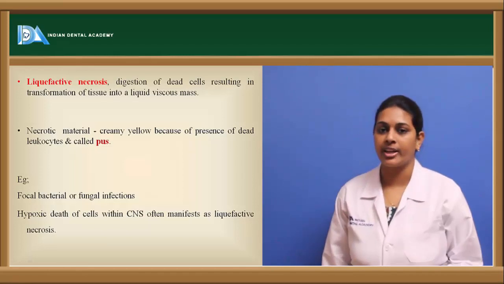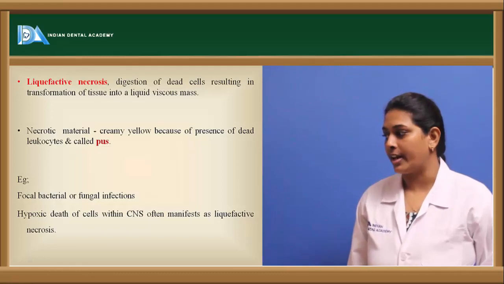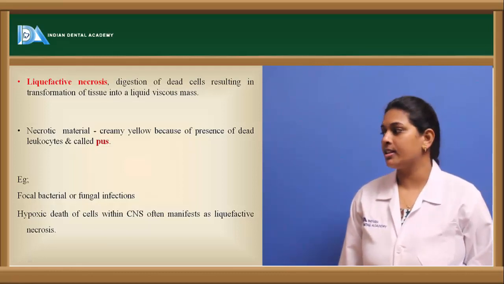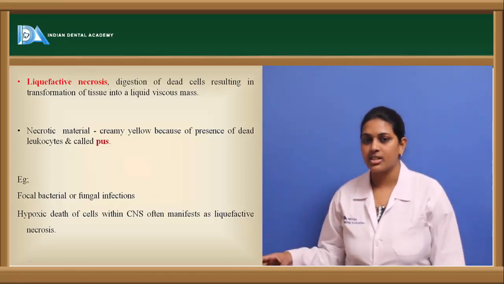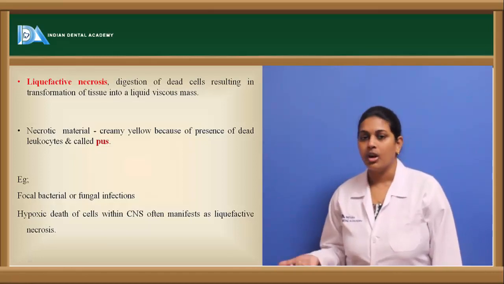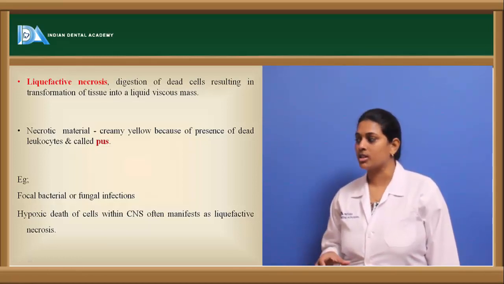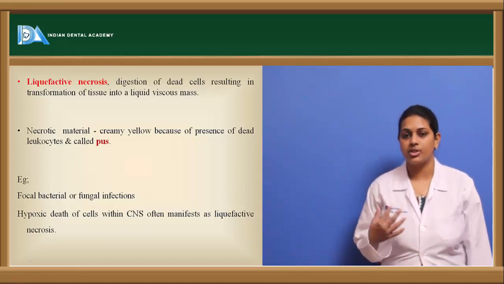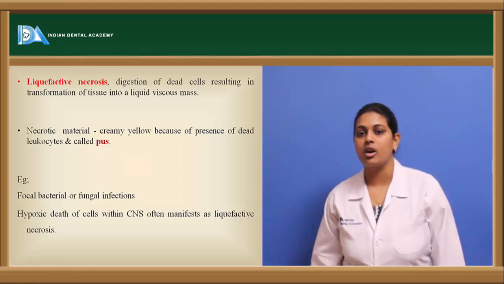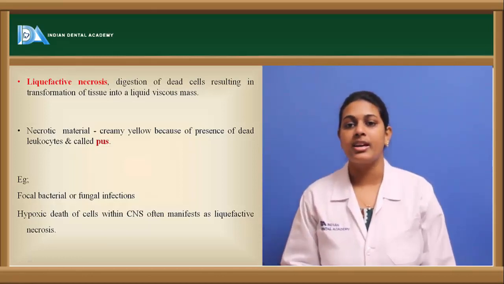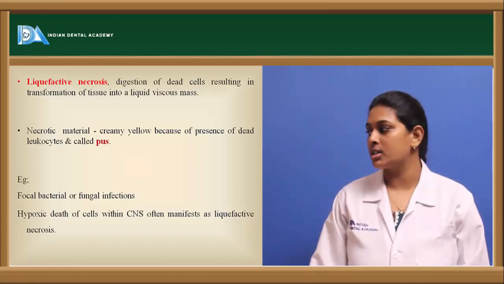Coming to the next pattern of necrosis, that is liquefactive necrosis, where there will be digestion of the dead cells, which results in transformation of the tissue into a liquid viscous mass. The name suggests liquid, that is the necrotic tissue will be in the form of liquid and it appears viscous. Since it is in liquid form, it appears creamy yellow because of the presence of dead leukocytes, which give an inflammatory appearance, and this might also result in pus.